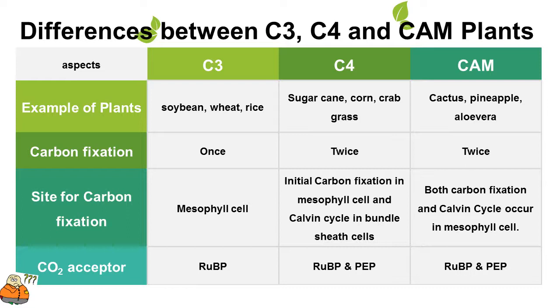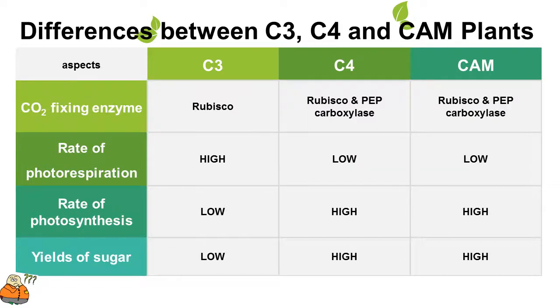Aspect number 3 is the site for carbon fixation. C3 and CAM only involve one type of cell, which is the mesophyll cell, while C4 uses 2 different types of cells: initial carbon fixation in the mesophyll cell and the Calvin cycle in the bundle sheath cell. Aspect number 4, carbon dioxide acceptors. C3 RuBP only, C4 and CAM RuBP and PEP. What are the enzymes involved during fixation of the carbon dioxide? C3 Rubisco, while C4 and CAM Rubisco and PEP carboxylase.